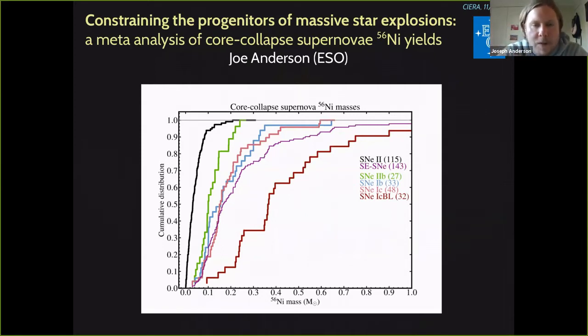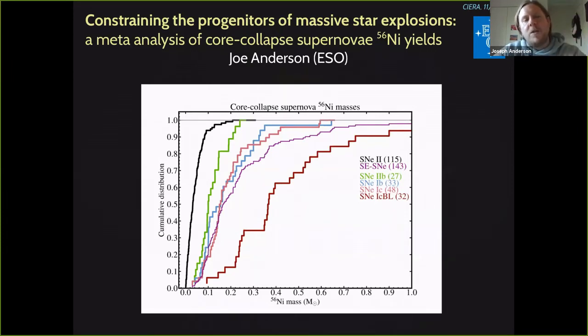So this is a very simple plot, and this is a very simple analysis that I did here. This is just compiling everything in the literature, all the different values that people have published for ejected nickel-56 masses for different core collapse supernova types. So on the x-axis here, you have nickel-56 mass, and on the y-axis, these are the cumulative distributions for the different types. I'll go into what this means, and I'll go into the different supernova types on the next slides.